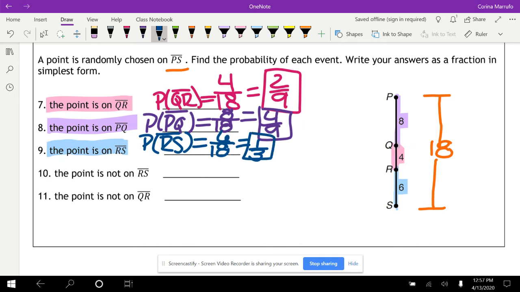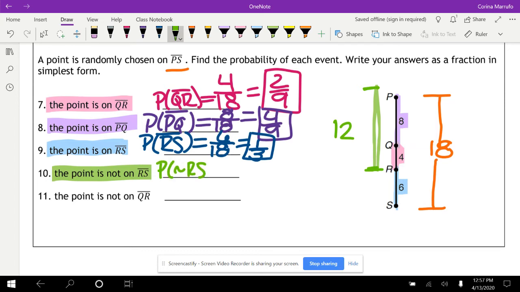Okay, now this next section is asking us what's the probability that we do not land on RS. So here is RS. So if we don't land on RS, that means that we're landing from P to R, okay? Which from P to R, if we do 8 plus 4, that gives us 12. Okay, so not on RS would be this other section, which is 12. So the probability of not RS is going to be 12 out of 18, which reduces to 2/3.